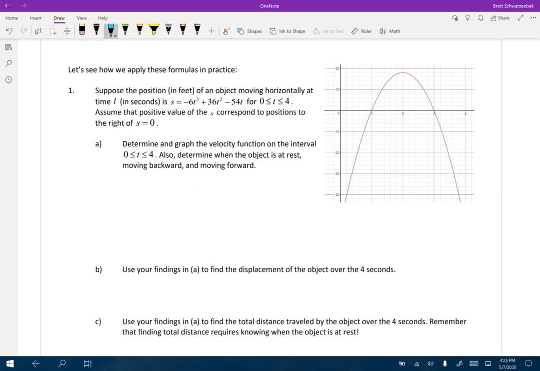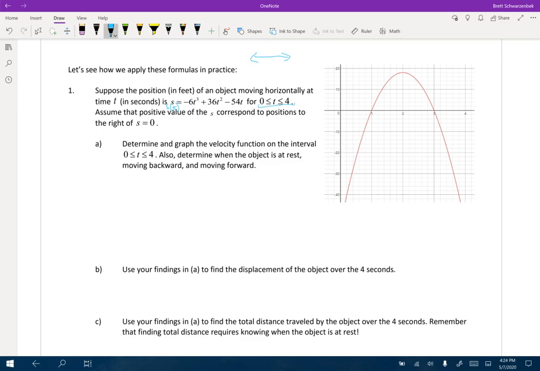Let's take a peek at number 1. It says, suppose the position in feet of an object moving horizontally. So we know that the object is moving horizontally. At time t is the following formula. So it says s equals, it should really be s of t if we want to be very technical, or in other words, position with respect to time is equal to this third degree polynomial for 0 to 4 seconds. Note it doesn't say 0 to 4 seconds, but we know that because t is time in seconds, so this only exists on that interval.